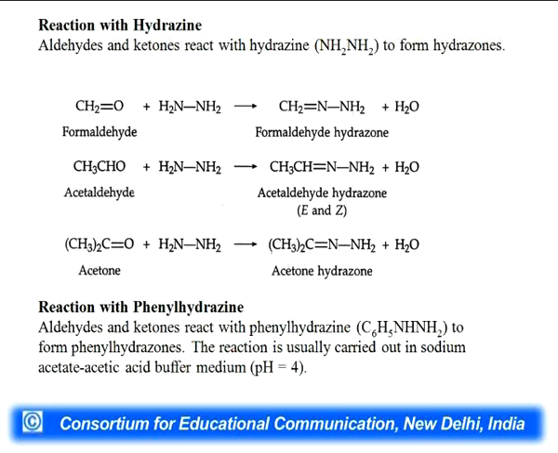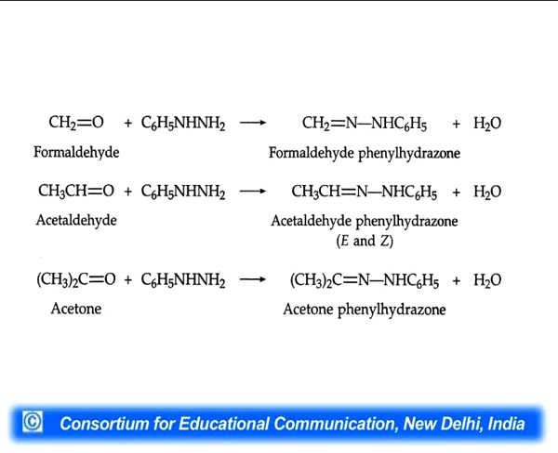Reaction with phenylhydrazine. Aldehydes and ketones when reacted with phenylhydrazine will form phenylhydrazones. This reaction is usually carried out in a sodium acetate, acetic acid buffer medium, and the pH will be 4. These are the reactions for formaldehyde, acetaldehyde and acetone. Formaldehyde phenylhydrazone will be the product with formaldehyde, and acetaldehyde phenylhydrazone and acetone phenylhydrazone with acetaldehyde and acetone respectively.